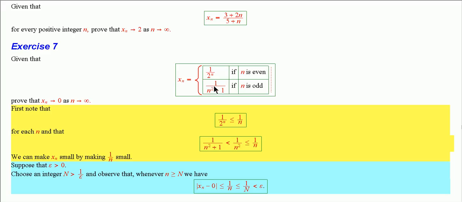I squeezed both of them underneath 1 over n, and then I made the 1 over n squash it. Actually, there is a principle that you learn in Calc 1 called the sandwich rule, and I've really sneaked that sandwich rule into this problem together.